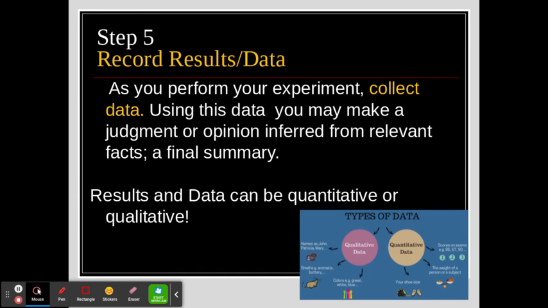Data can be found in a variety of different ways. It could be quantitative, which is kind of like numbers, or it could be qualitative.